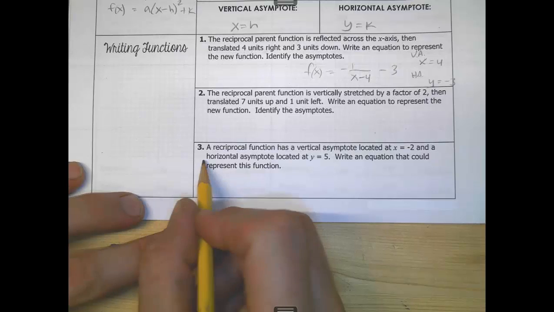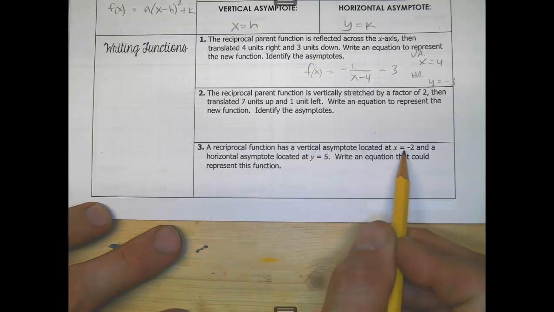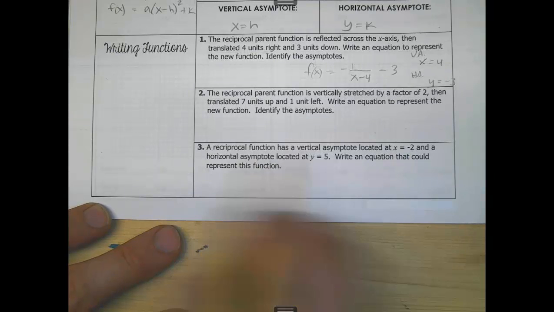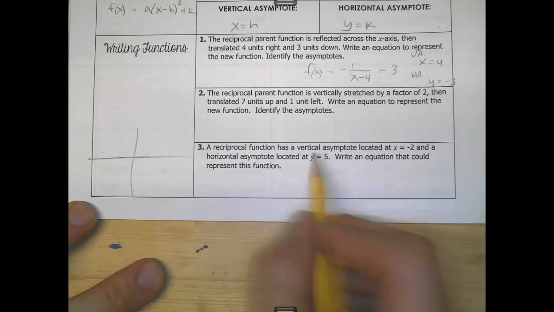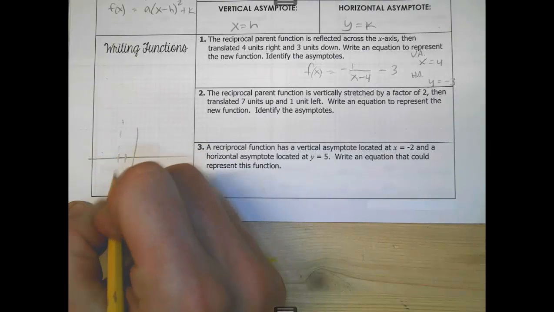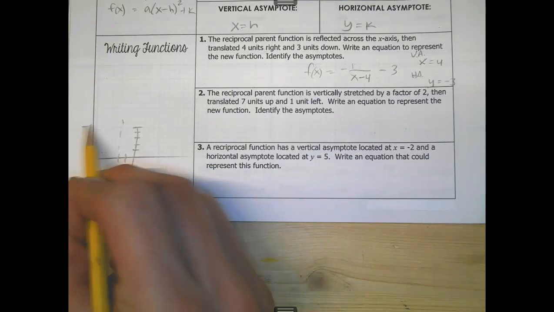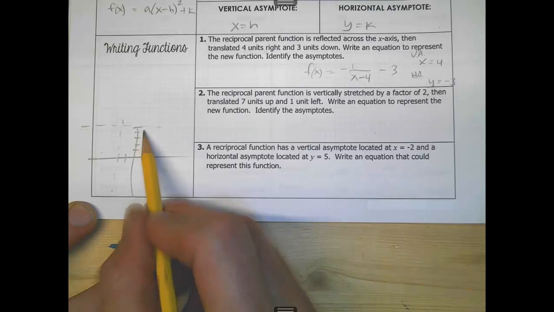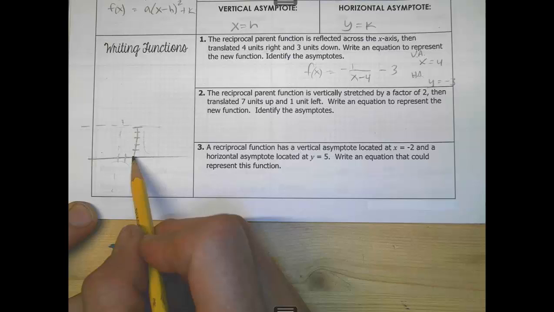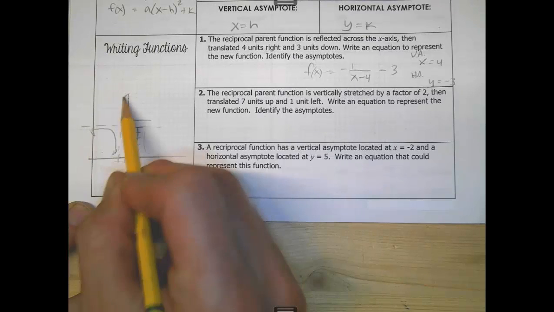Okay, the next one, let's try 3. We want a reciprocal function that has a vertical asymptote located at x equals -2, and a horizontal asymptote at y equals 5. I like to sketch a quick graph of this. X equals -2 is right here. This is my vertical asymptote, and y equals 5, 1, 2, 3, 4, 5, is here. The regular parent function goes like that, centered at the origin. But this one now has been shifted, so it looks like this.